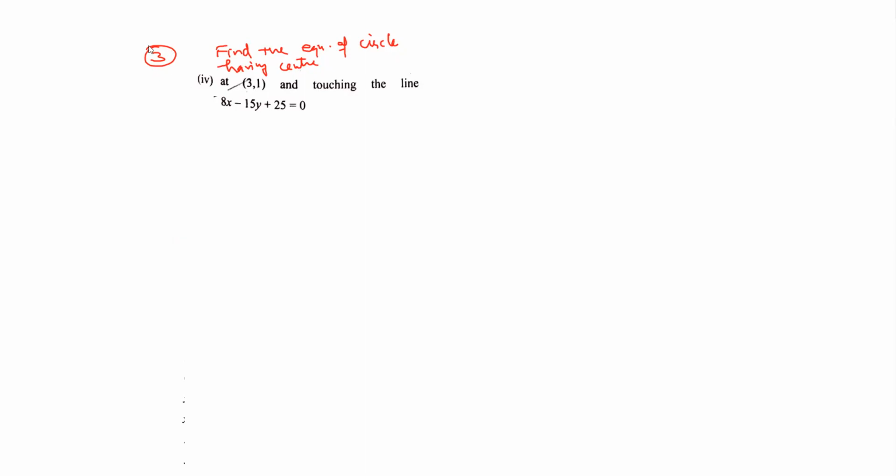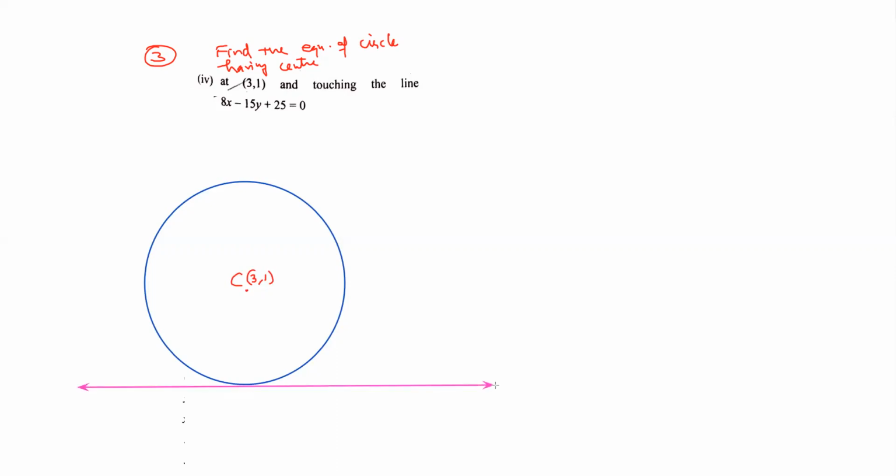So let's draw the diagram first. This is the circle. Where is its center? They say the center of the circle is at 3, 1. So this point is 3, 1. This point, which is the center, let the center be C. What is the next thing that they are saying? They're saying that the circle is touching the line. Now, touching the line. When they say line, what do they give? They give you the equation of the line.